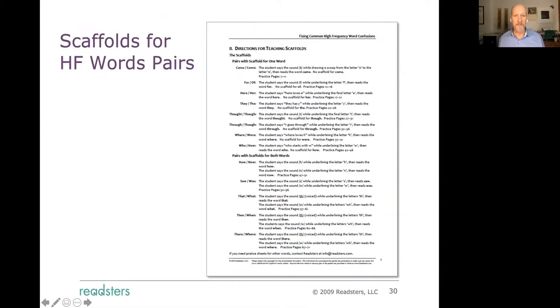And that's the practice. I've also put in the handouts the scaffolds that we have created for the common words that we run into being confused. And there's some that have just one and some that have scaffolds for both words.